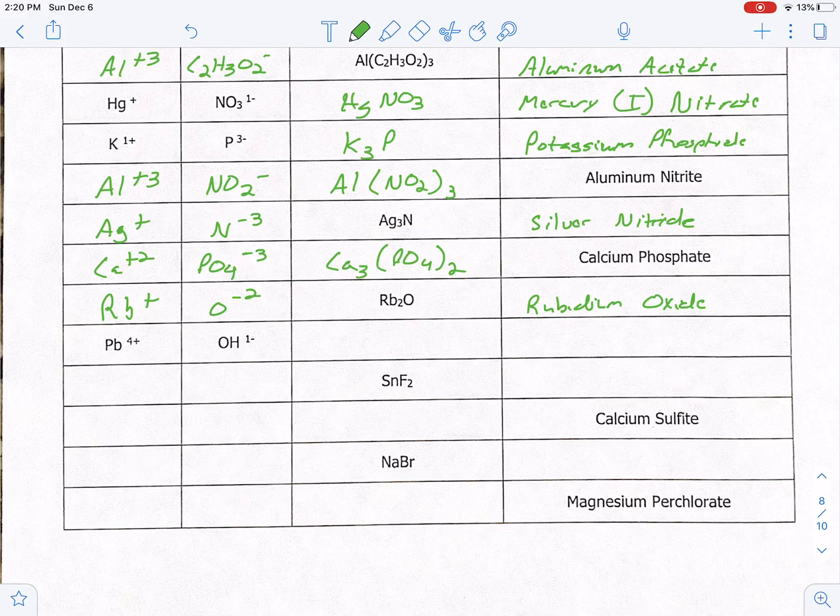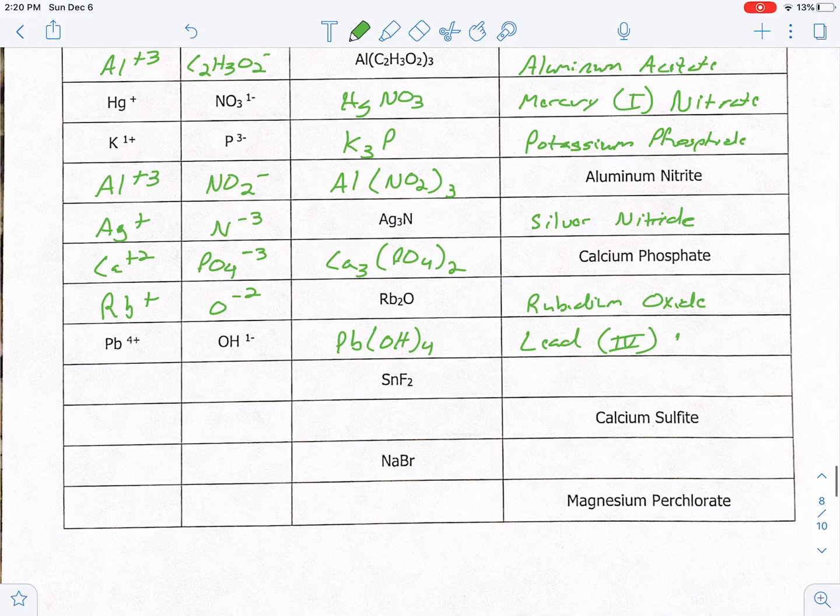Okay, Pb4, OH -1. We can tell it's not balanced, so you can do your crisscross. I'm only going to need 1 Pb, but I'm going to need 4 of these hydroxides. Pb is lead. That is one of our transition metals, so even though it can only be 2 or 4, we still need a Roman numeral. 4 is going to be IV, and then this is going to be hydroxide.